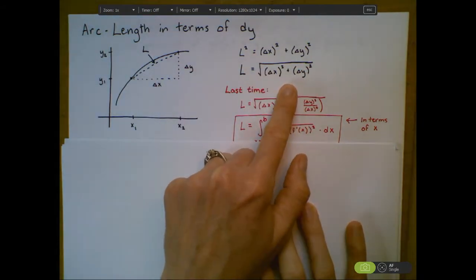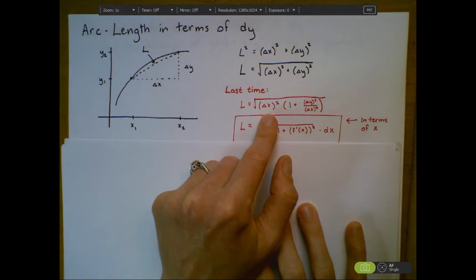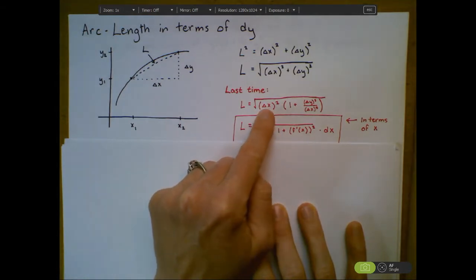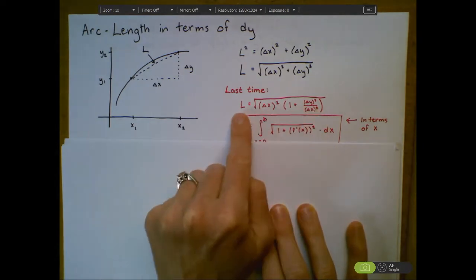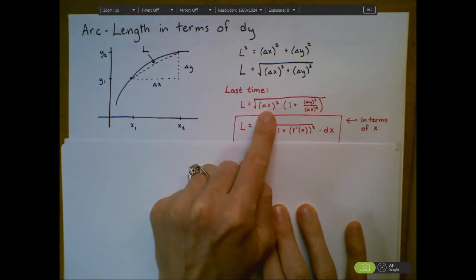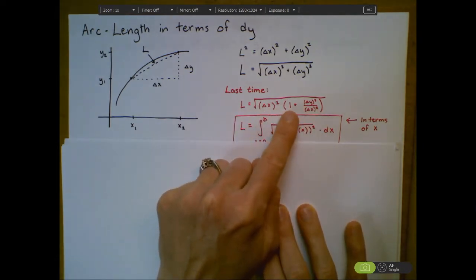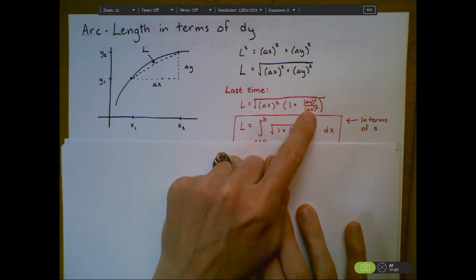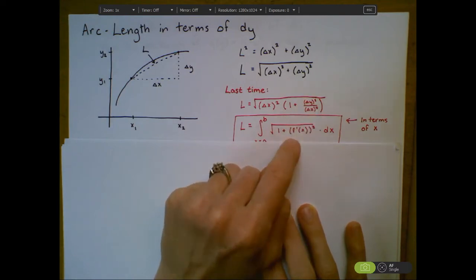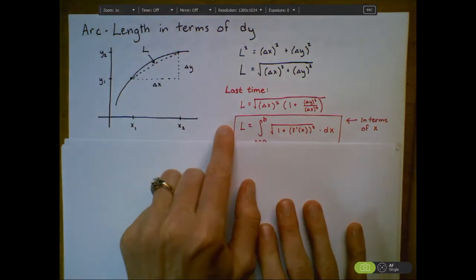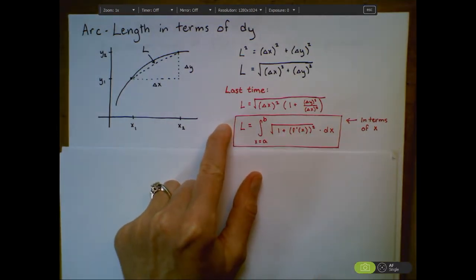And last time, we decided to factor out the term delta x squared from each of these pieces. That left us with this formula for L. L is equal to the square root of delta x squared times 1 plus dy dx squared. It's what it ends up being when we integrate, which is the derivative of our function. And so we ended up with this arc length formula.